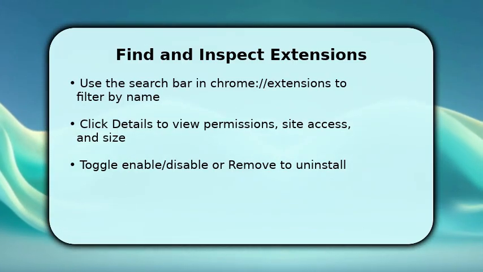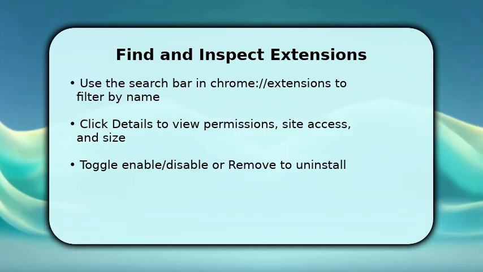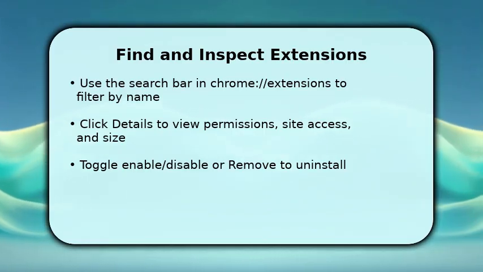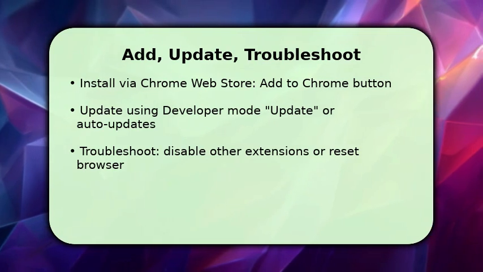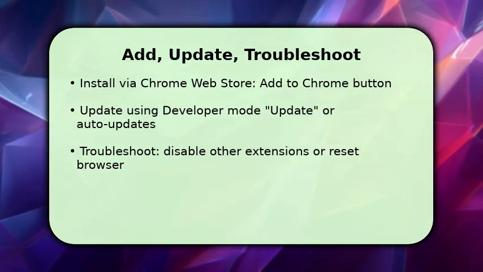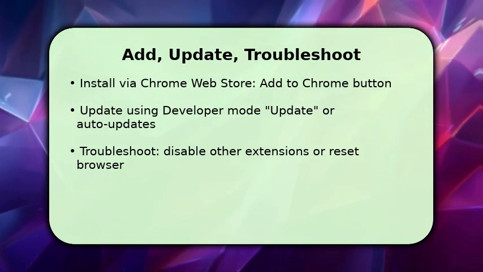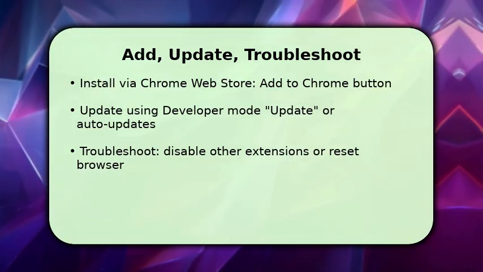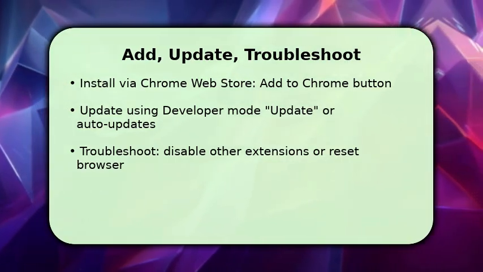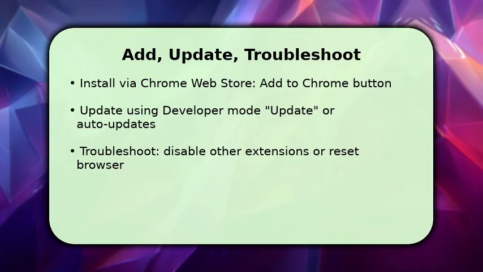You finish by adding or updating extensions. Go to the Chrome Web Store, find the extension, and click Add to Chrome. Confirm the permissions when prompted. To update, enable Developer Mode on chrome://extensions and hit Update, or rely on Chrome's automatic updates.